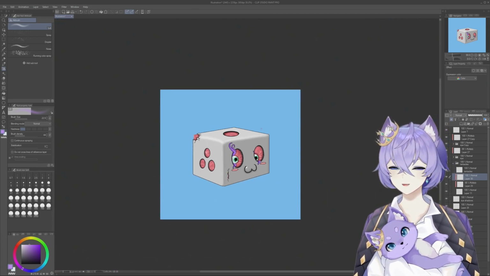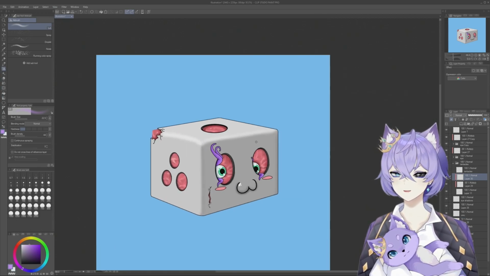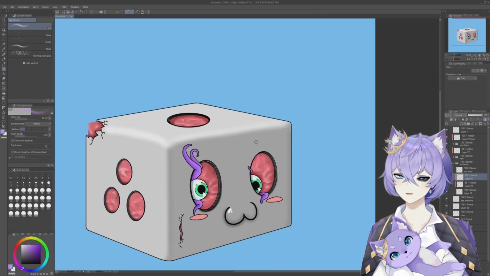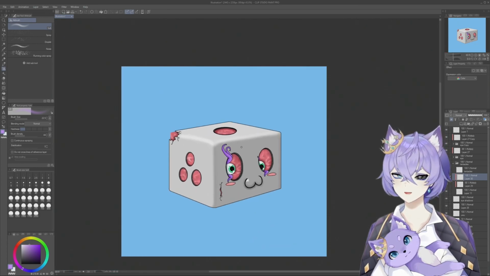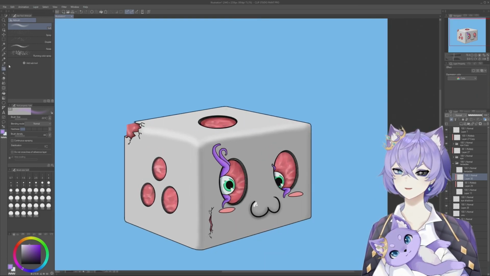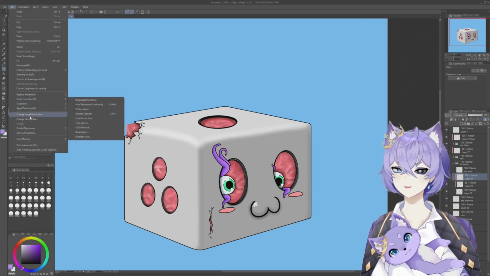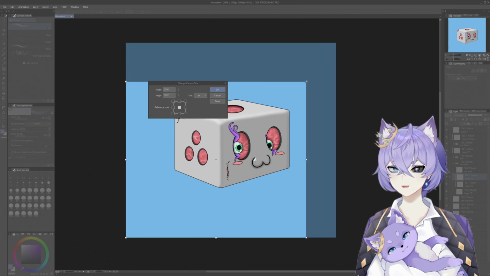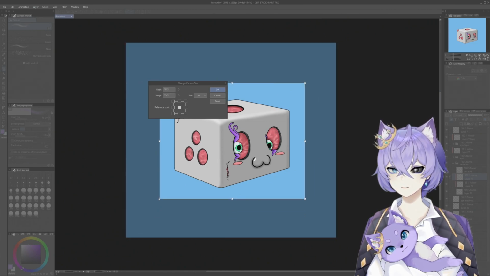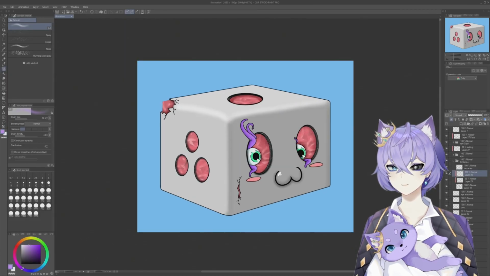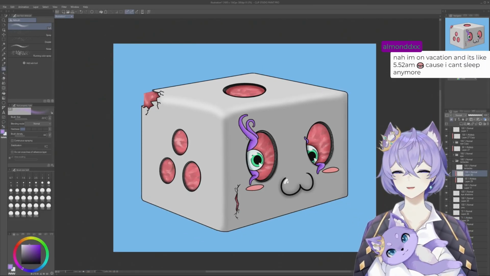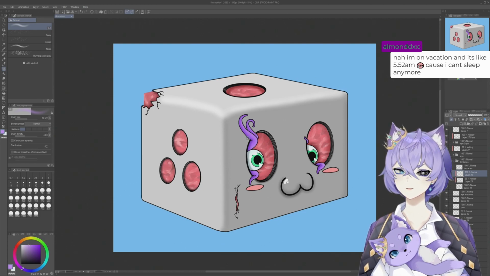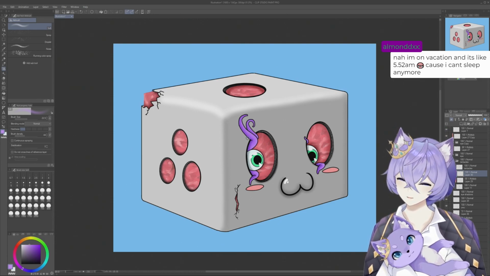Okay. I think Meat Cube, as he shall be known as, is basically done. I'm not really sure where else to take them from here. Edits. Change canvas size. Let's just make it nice and neat. Oh, right. I was going to do mucus. I forgot about the mucus. Shoot.